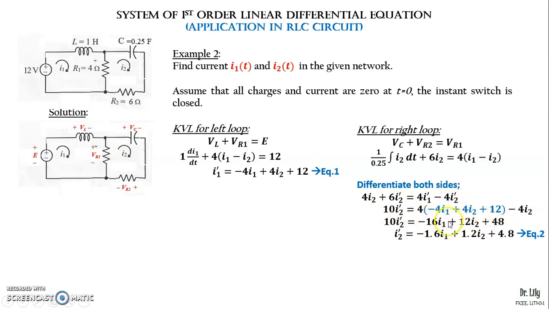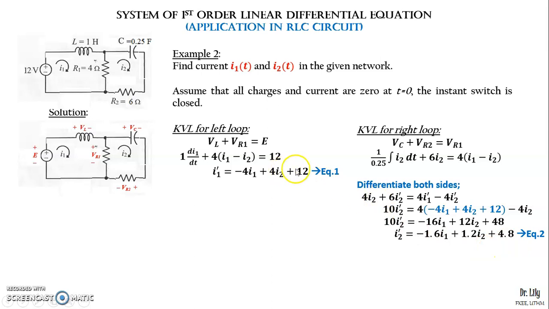Okay. And then, kita kembangkan persamaan, permudahkan dia. So, you akan dapat negative 16I1. So, 4 multiply with 4, you dapat 16. 16 minus 4, you dapat 12. So, 12I2 plus 4 multiply with 12, you dapat 48. Okay, and then here you have 10I2 prime. And then after that, you just simplify the equation, you akan dapat I2 prime equal to negative 1.6I1 plus 1.2I2 plus 4.8. Okay, so this is considered as your equation 2.